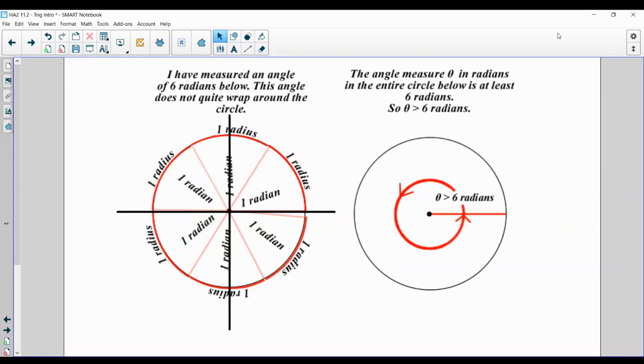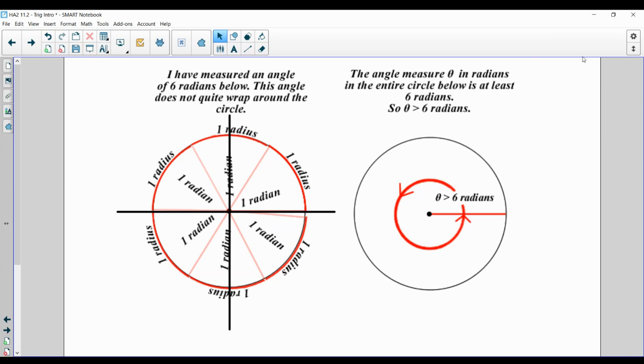All right, section 11.2, going to get a little bit more of the trig intro stuff. So when you were doing 11.1, whether it was the GeoGebra activity or the homework or the notes, you notice that there was the whole degrees and radians thing. So let's talk a little bit more about exactly what a radian is.